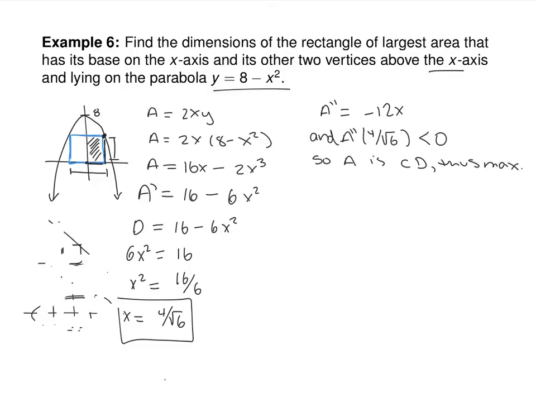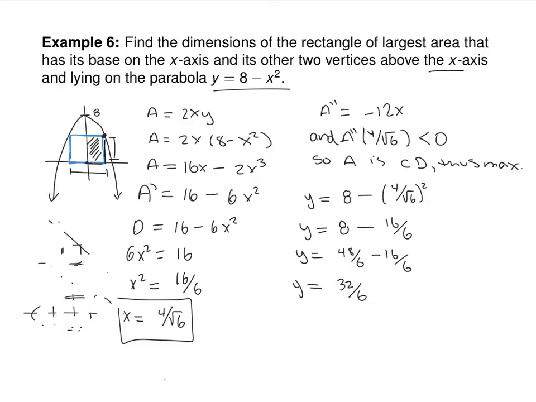Okay, now that we know the x, can you find the y? Plug it into the y equation. Yep, so y will equal 8 minus (4 over root 6) squared. So 8 minus 16 sixths. So that's 48 sixths minus 16 sixths, how many sixths? 32 sixths, or divided by 2, 16 over 3.